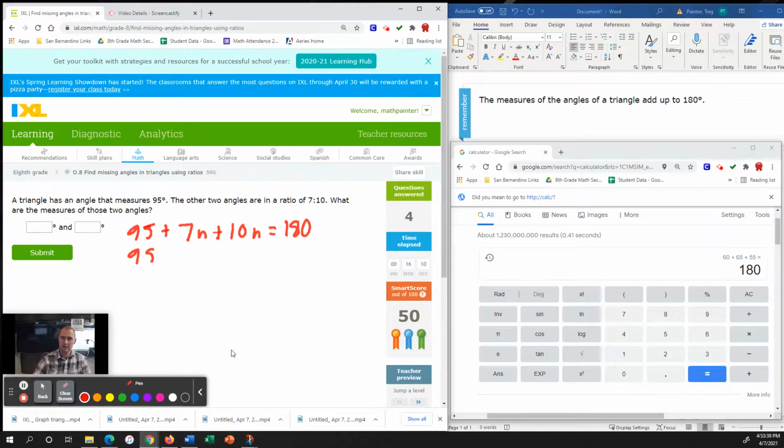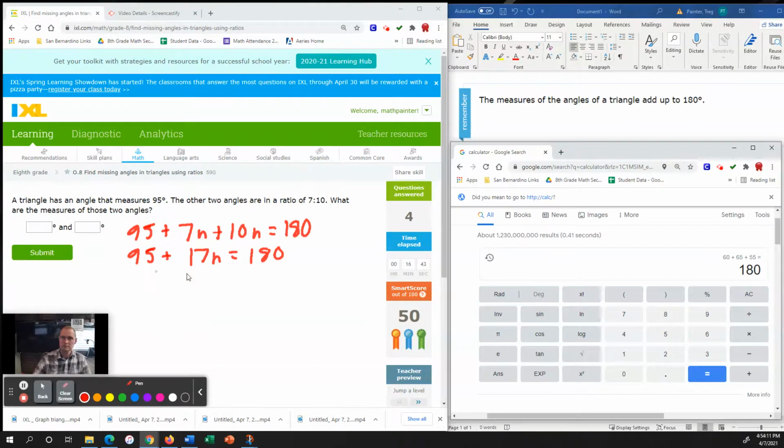All right, 95 looks good. Plus, what we can do is combine our two angle values. 7n plus 10n is 70n. Yeah, right. It's 17n. So we're just going to make an adjustment there. Man, I was thinking multiply, but you want to be careful. So 17n equals 180 degrees.